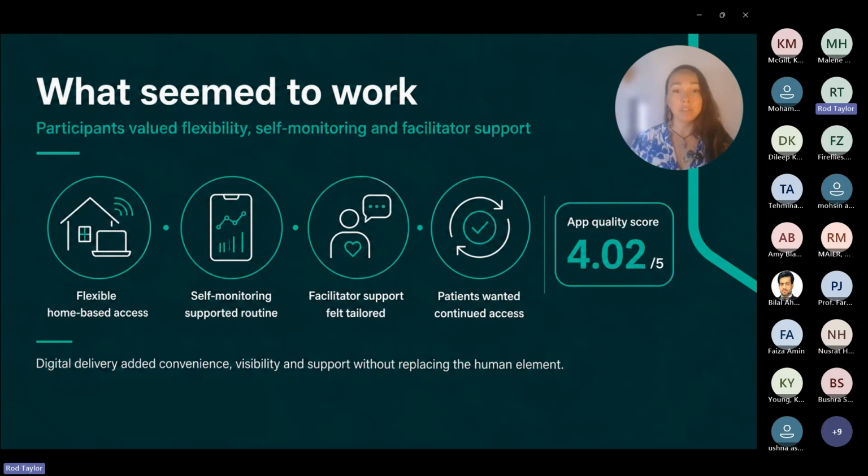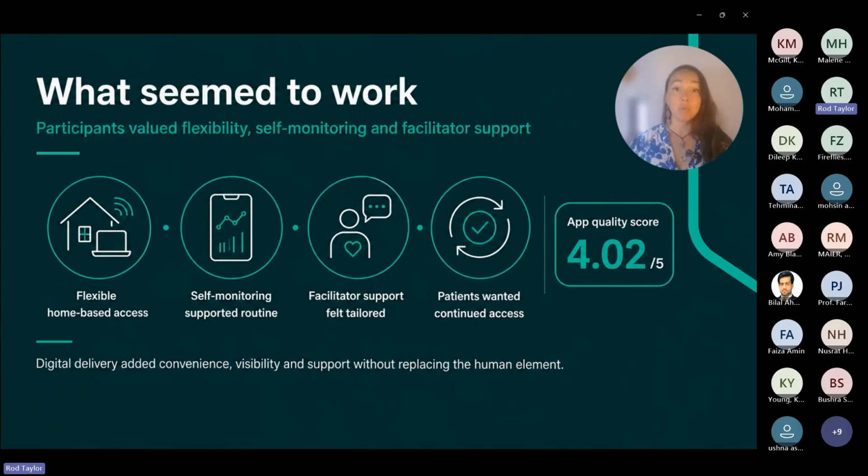Facilitators also felt that the dashboard helped them prepare for consultations and tailor their support more efficiently during follow-up sessions or calls. Another important signal was that patients wanted continued access to the platform after the facilitated program ended, despite knowing that no one would be looking at their data. That suggested perceived value as an ongoing self-management resource. So the potential value of digital support was not only about delivering content, it was also about supporting routine building, facilitated tailoring, caregiver involvement, and ongoing self-management.